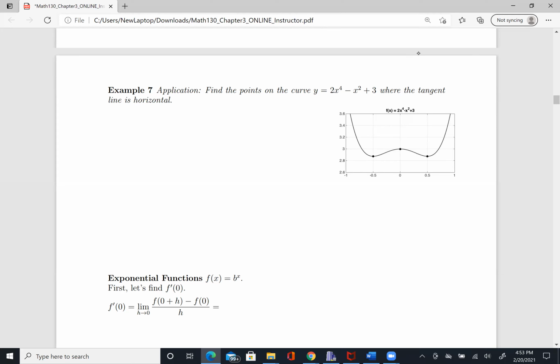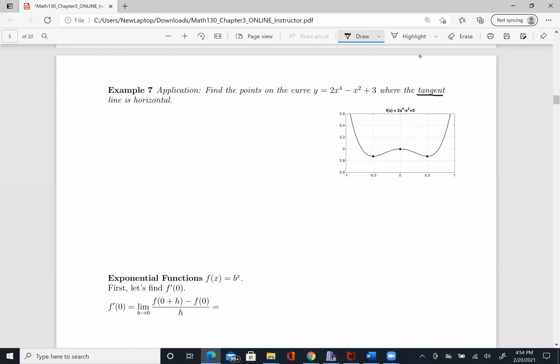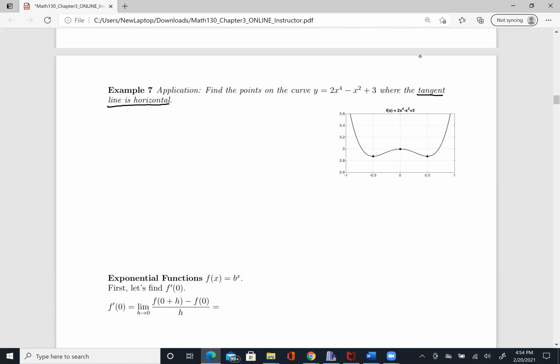Application. Find the point on the curve y equals 2x to the power 4 minus x squared plus 3, where the tangent line is horizontal. Okay, so in here, you need to emphasize tangent line is horizontal. What happened with the tangent line is horizontal? For the slope of the tangent line, what happened? Slope equals 0, right?